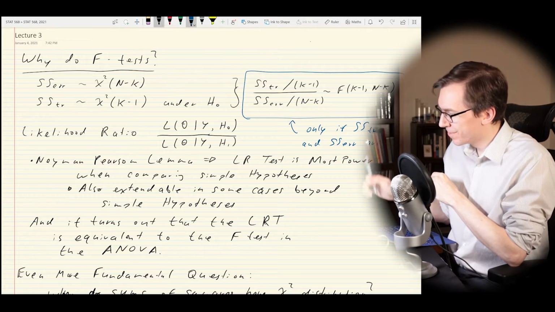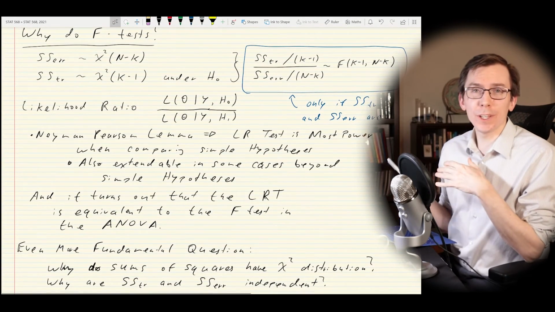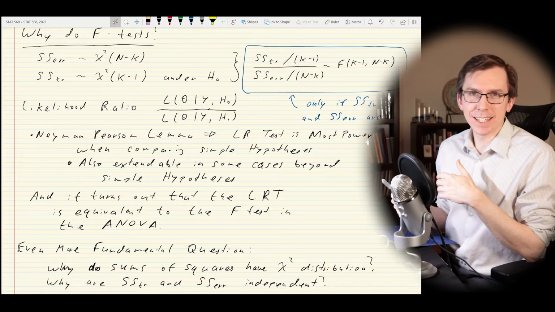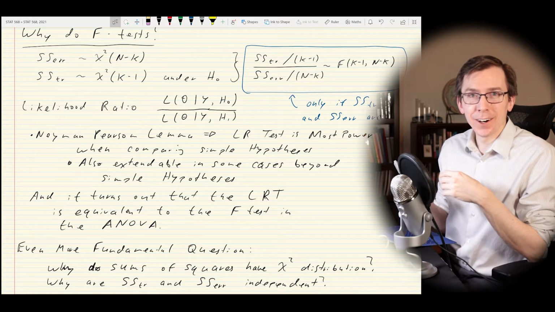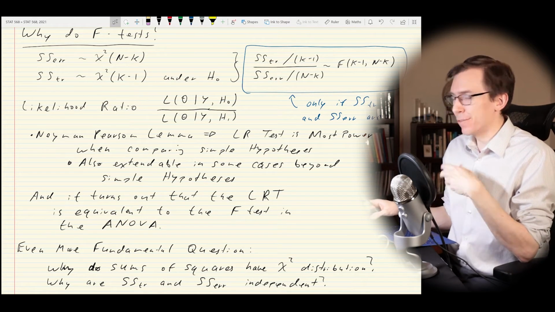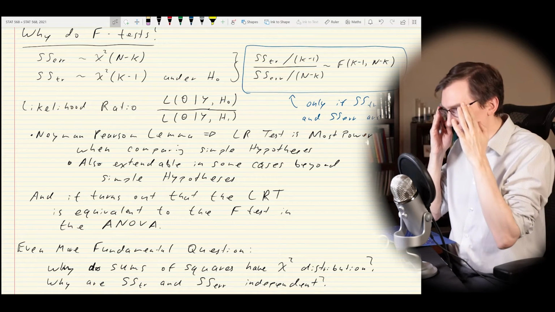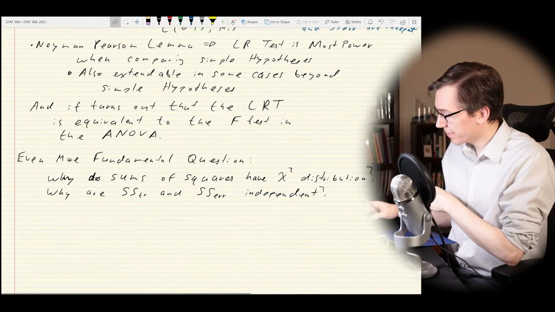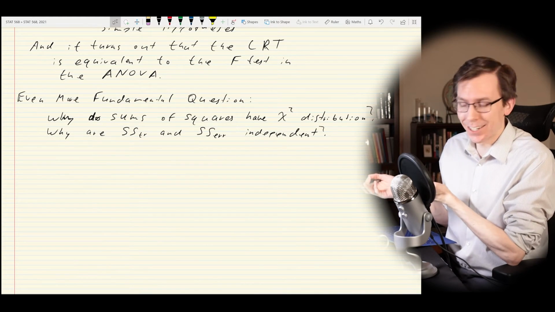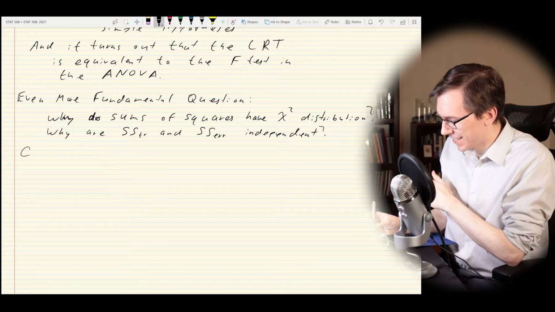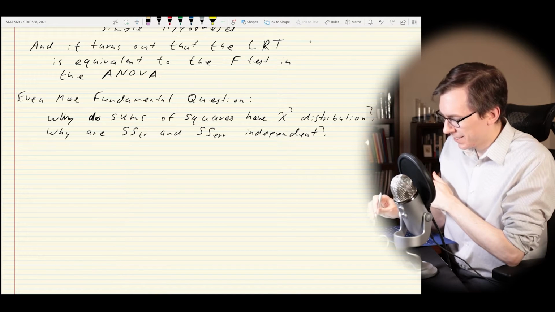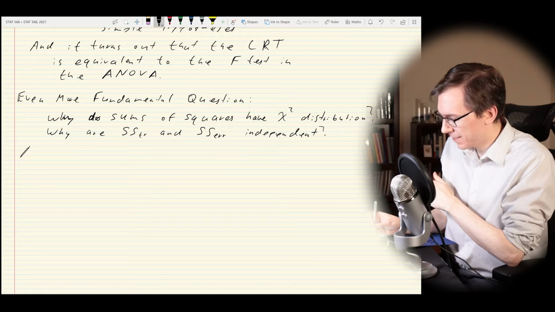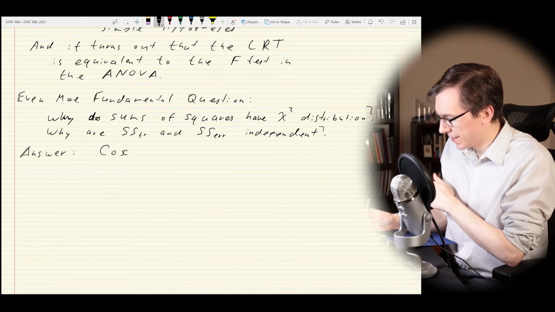So it only works if those two objects in the numerator and the denominator are independent of each other, and furthermore have a chi-square distribution, at least under the null hypothesis setting that we're interested in. So why is that all true? That's true because of Cochran's theorem. Right, so the answer is C, Cochran's theorem. Hooray.